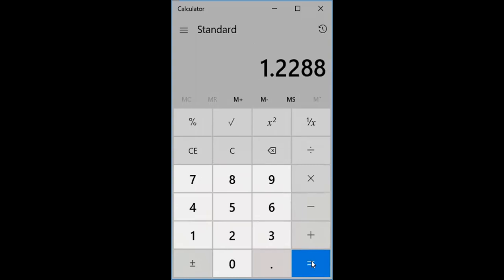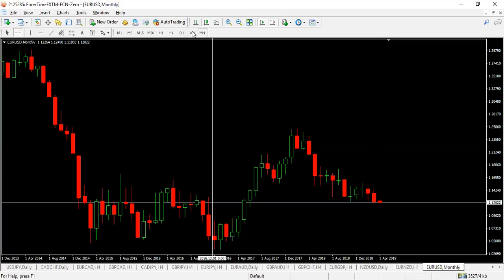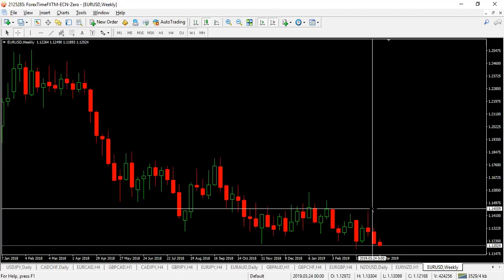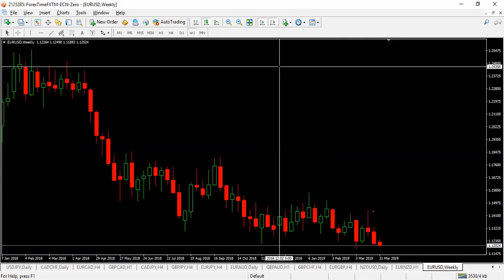Can you hear me? The value there becomes our monthly pivot, so we take note of that. Then we go to our weekly chart. Click on the weekly chart. This is the candle for last week.